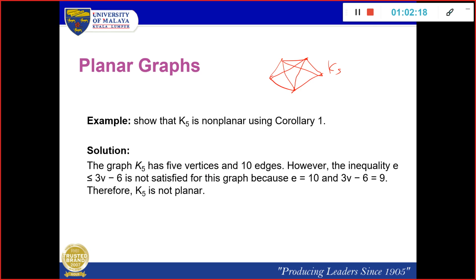1, 2, 3, 4, 5, 6, 7, 8, 9. In a planar graph, the edges cannot intersect with each other. Just recall that you can move these edges, so it becomes like this. So this is the planar graph. K5 has 10 edges. I forgot one, sorry.